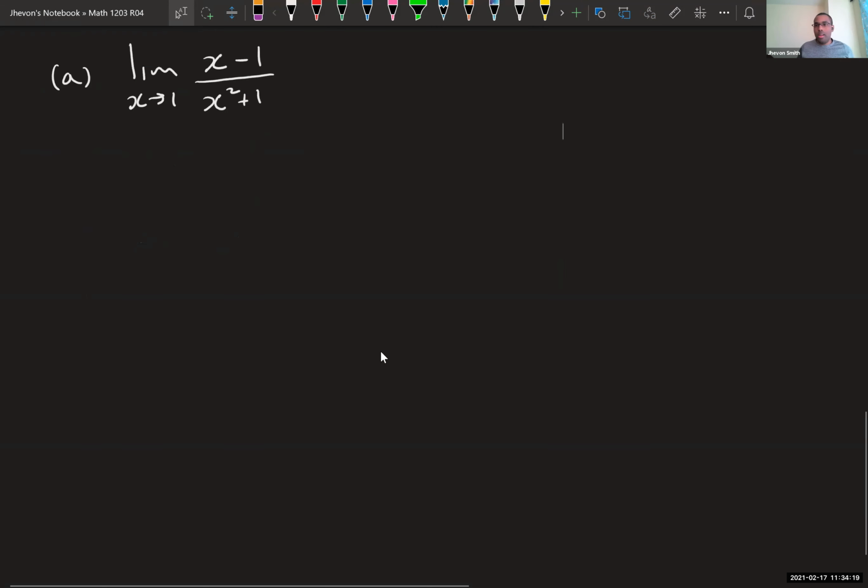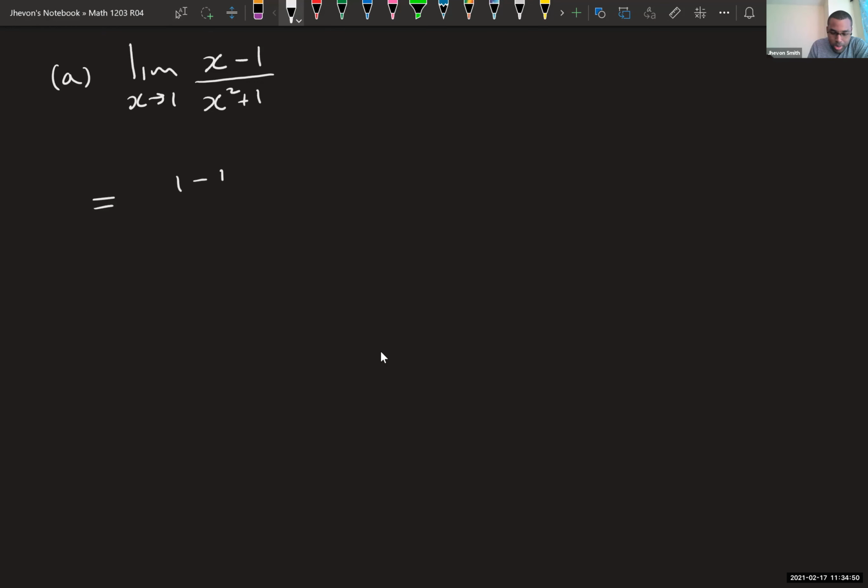That was the limit. Anyone did that? What do we get? 0. You got 0. How did you get 0? Plugged in. Strategy 1, right? Try to plug in. If it works, chances are that's the answer. When we get to continuity, we're going to have a deeper understanding of that step. But here you can actually just plug in.